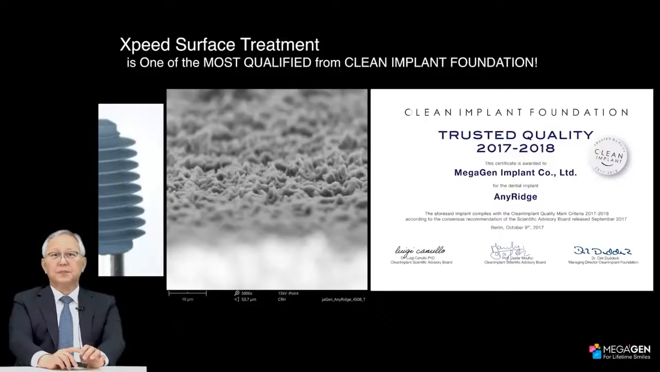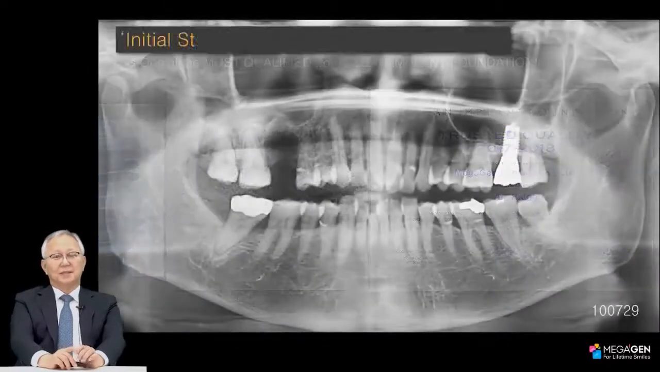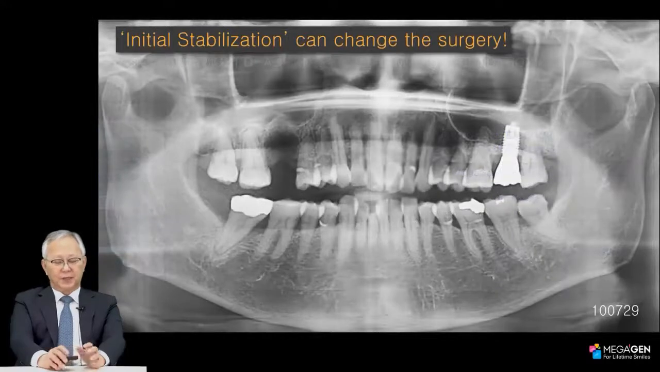With this surface treatment, we got the certificate from the Korean Implant Foundation in Germany from 2017, and it continued until now. MegaGen was one of the first certified companies for excellent surface treatments. Maybe most of you already know about this. So with this integration of unique shape, the surface treatment and the very good connection design, we can do many difficult cases easily.